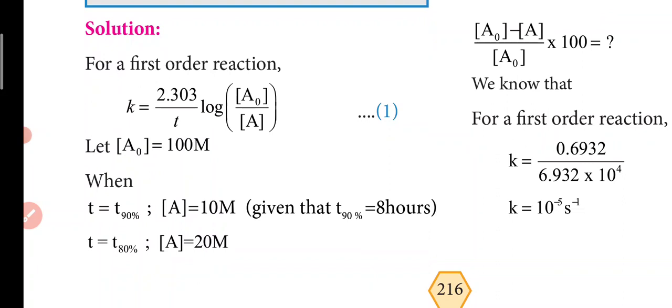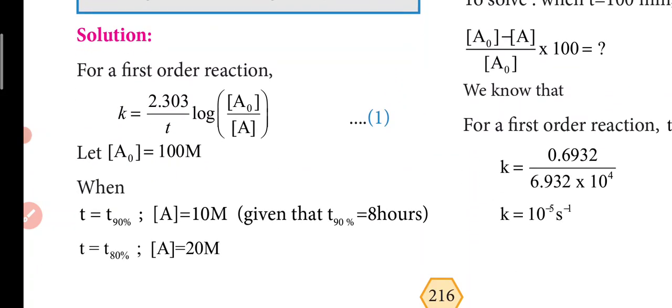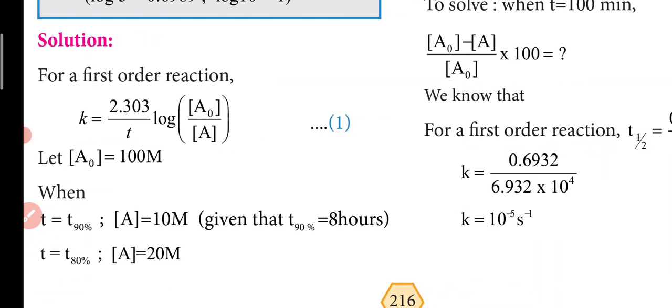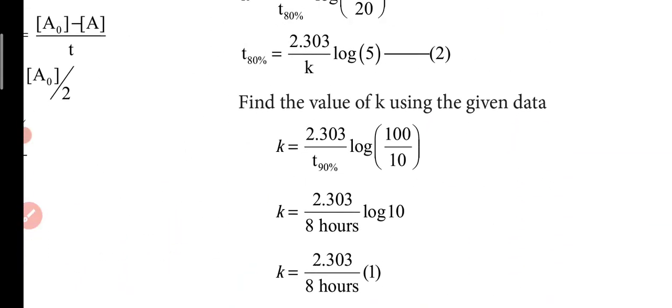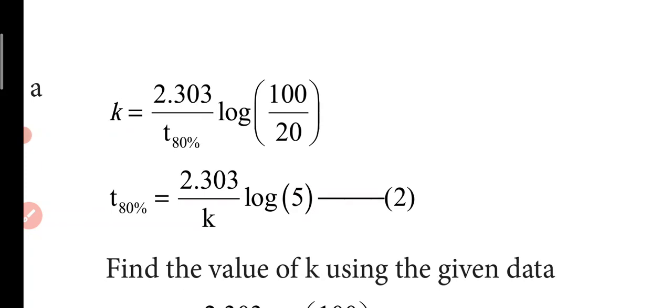At 80% it is 20 molar. Why? If it is 90%, then it is 10 molar. At 80%, the remaining 20 molar is what is left, so you have to consider that. Now, you are writing it and you need to identify the time taken for 80%.